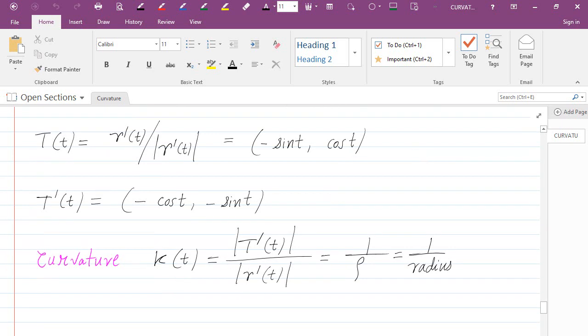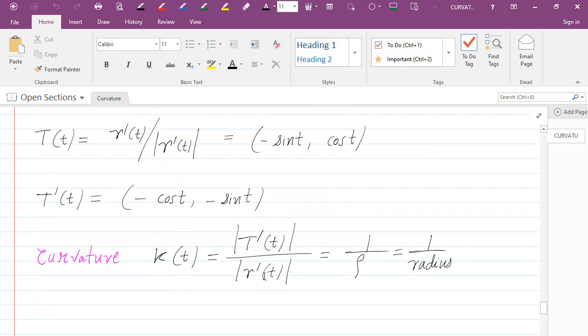of t. Now recall that the length of r prime of t was rho, and if you calculate the length of T prime of t, notice that it would be the root of cosine squared plus sine squared, which is 1. So the length of T prime of t is in fact 1 here, so we get 1 over rho. So we see that the curvature of a circle of radius rho is equal to 1 over rho at any point on the circle. That is, it is 1 over the radius.